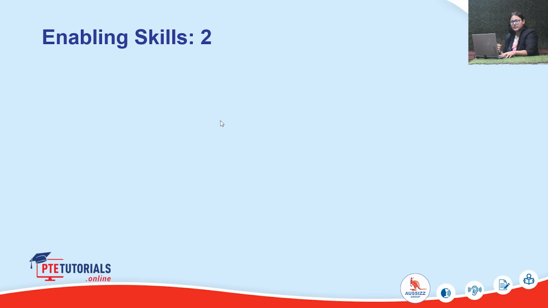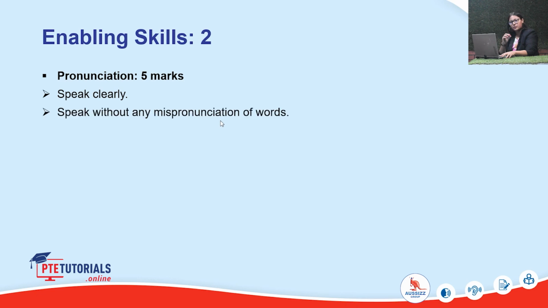Jumping towards the next enabling skill, that is the pronunciation. The most important thing in the pronunciation is clarity. Speak each and every word very clearly. The words which are taken in the book must be spoken with clarity. If we don't speak with clarity, or we don't open the mouth a bit more towards the word production, there are chances of low scores in the pronunciation. Speaking each and every word with the right pronunciation is very important.